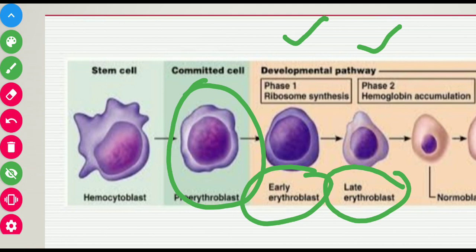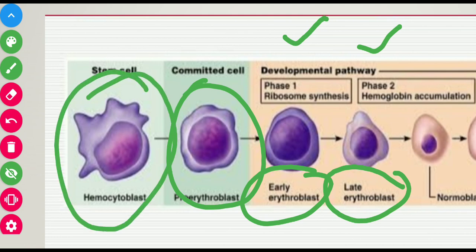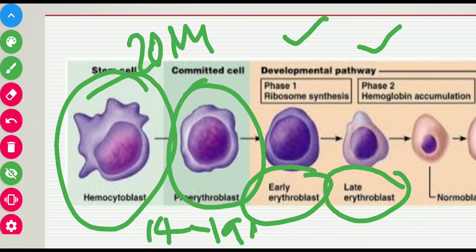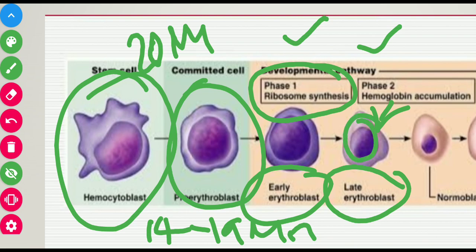So what happens in a pro-erythroblast? A little later, the size will be reduced. Here it was large, like 20 micrometer; when it comes to the pro-erythroblast, the size will be 14 to 19 micrometer. Here it will acquire hemoglobin. In early erythroblast, ribosome synthesis will occur. Then hemoglobin accumulation will take place in this pro-erythroblast and it still has a nucleus. You can see a nucleus inside.